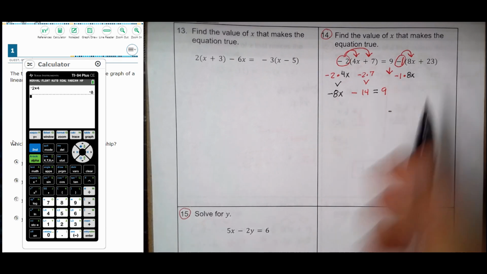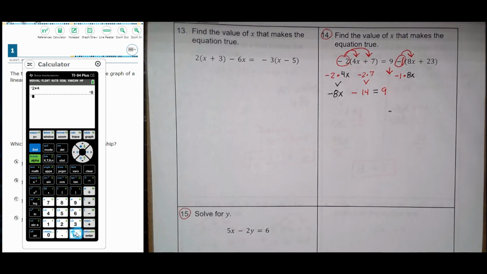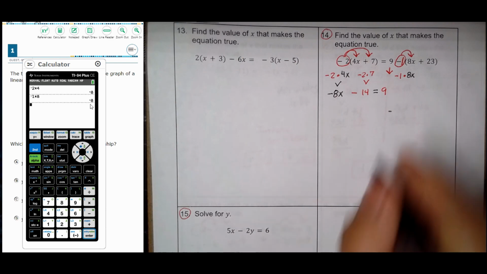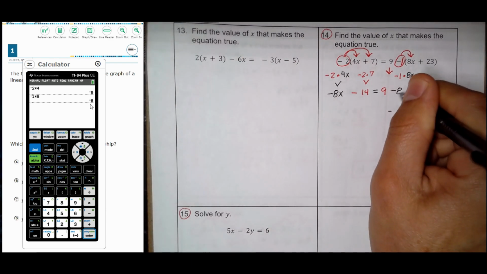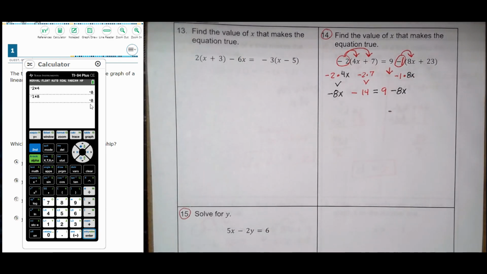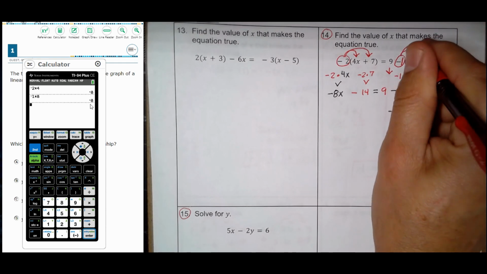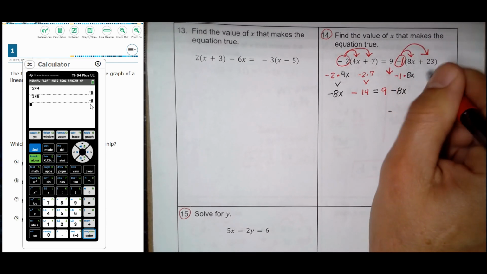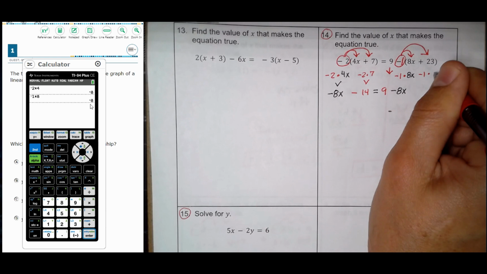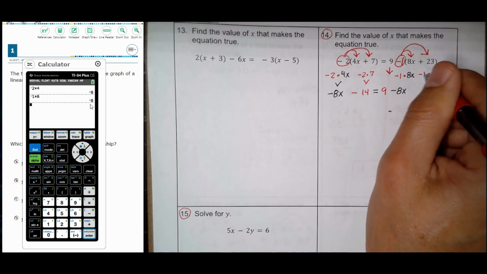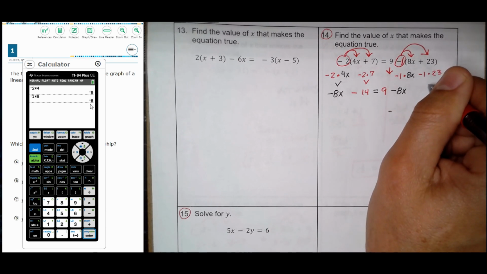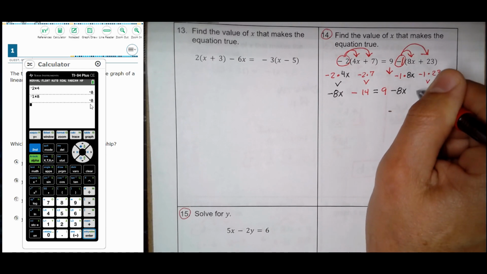So this is -1 times 8, right? And if you're not sure about your signs, you can always check it in a calculator. -1 times 8, you're like, oh yeah, it equals -8. So I'm going to go ahead and write -8x right here. And then I'm going to multiply this -1 to +23. So -1 times 23. And remember, a negative times a positive is just going to make it negative. So when I multiply this out, it just becomes -23.